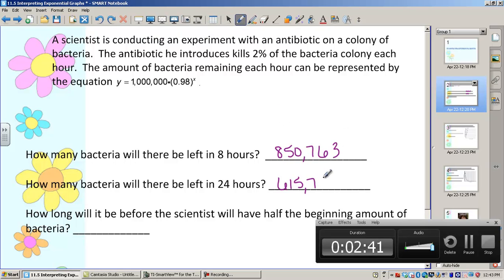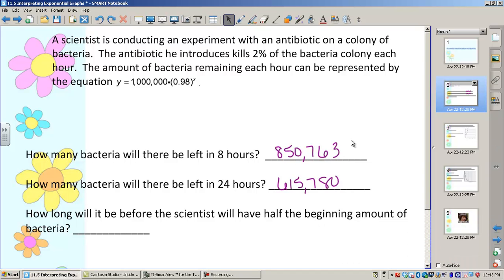Now the next question is asking, how long will it be before the scientist has half of the beginning amount of bacteria? So if I go back and look at the problem, I have to figure out how much he started with. Does it tell me anywhere in the problem? Hopefully you remember that this number right here, the a value in your function, represents the initial amount. So initially there were 1,000,000 bacteria that he started this study with. So I'm looking for the point where there are 500,000 left. So I need y to be 500,000.